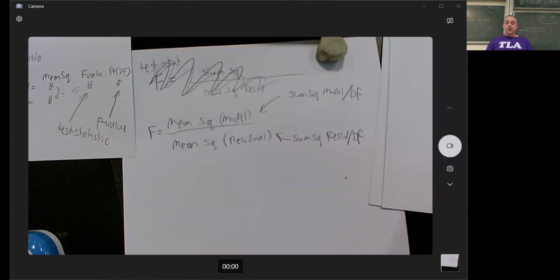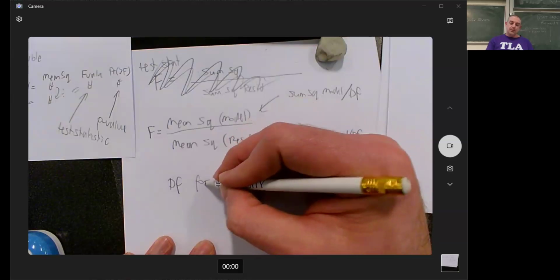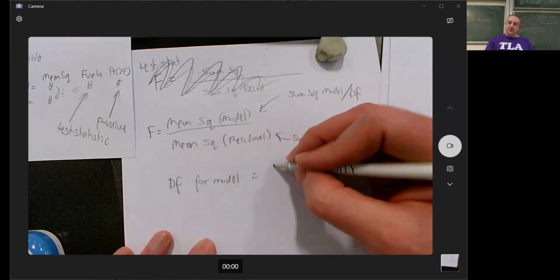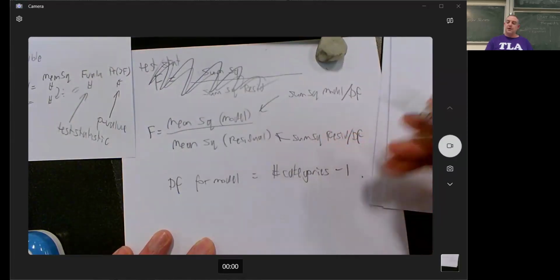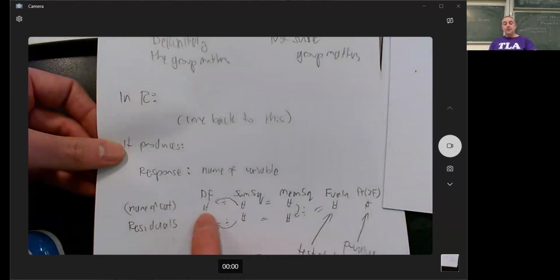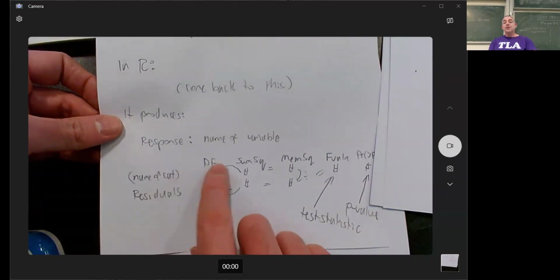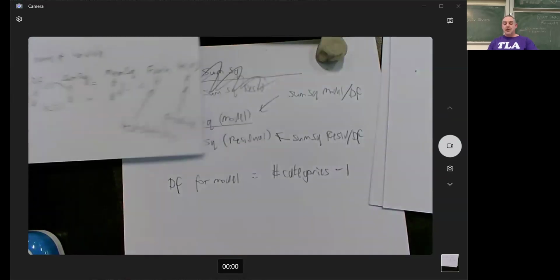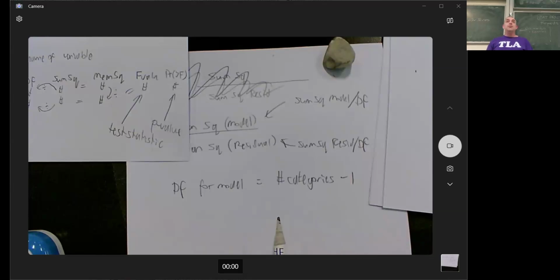And it's useful to know that the DF for the model is the number of categories minus 1. So if I had 4 groups, 4 categories, the degrees of freedom would be 3 for this spot just here. And it'll tell you the name of the categorical variable here. And so that degrees of freedom is 1 less than that. And then the degrees of freedom for the residuals is the number of individuals minus the number of categories.